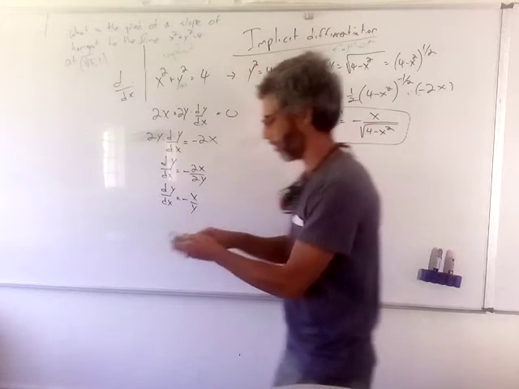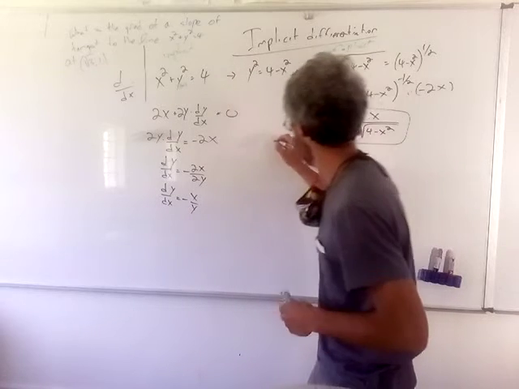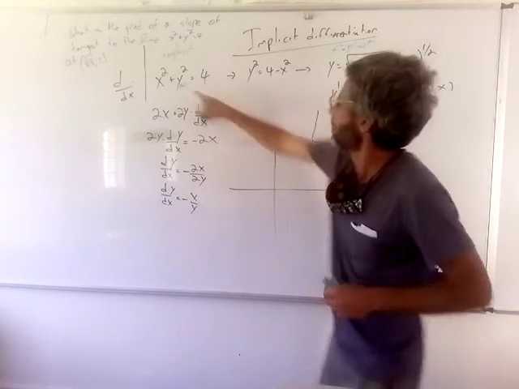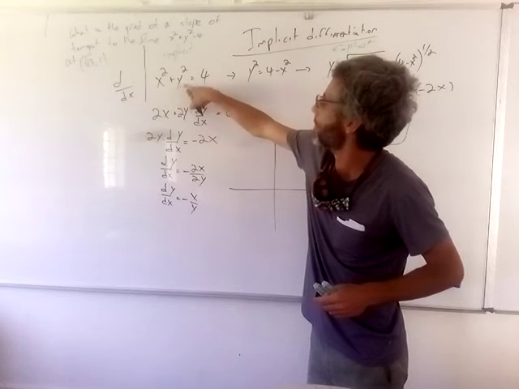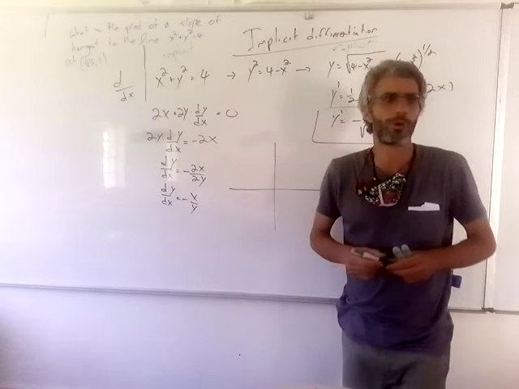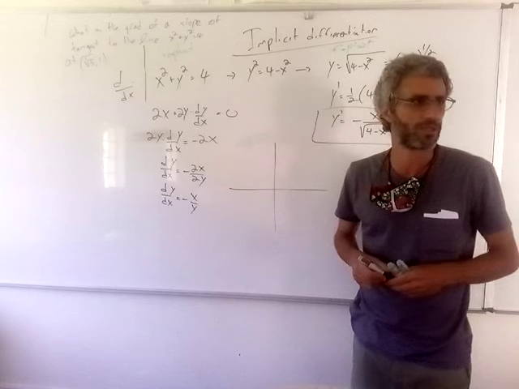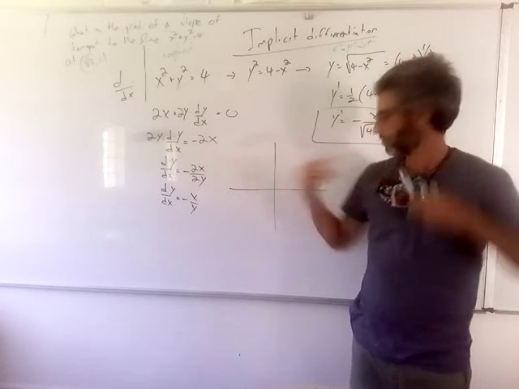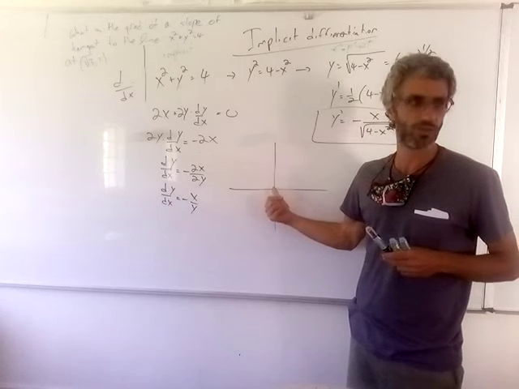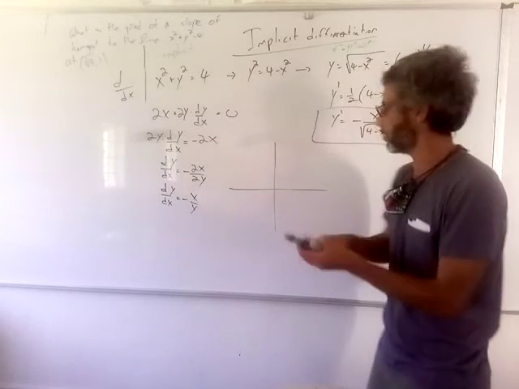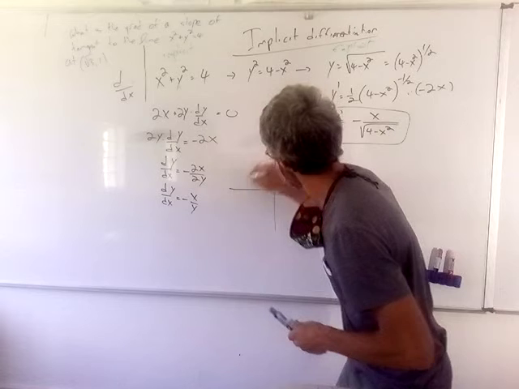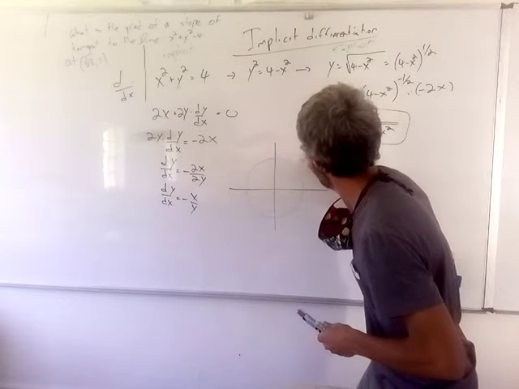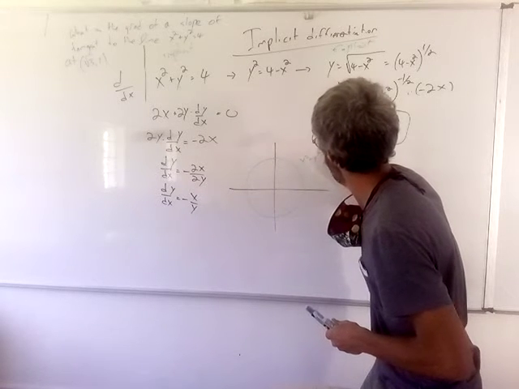Let's try and figure out what they mean. First of all, this little function, x squared plus y squared equals 4. What does it describe? It's a circle, isn't it? The center is the origin, and the radius is 2. So this is the curve x squared plus y squared equals 4.